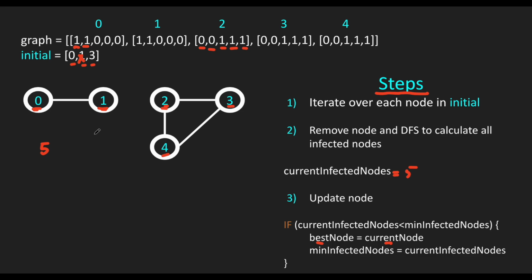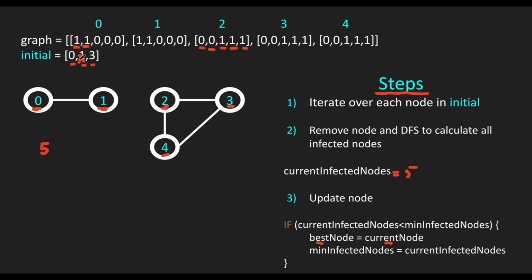Since they have the same number of infected nodes, 0 and 1, it doesn't matter which one we remove, we have 5 infected nodes. So in that case we are going to return 0, because our best node we have already set to 0, since first we considered 0. So we are going to return 0. Now let's go to the last one.